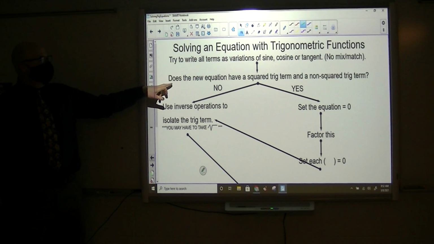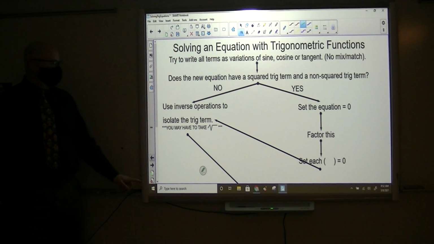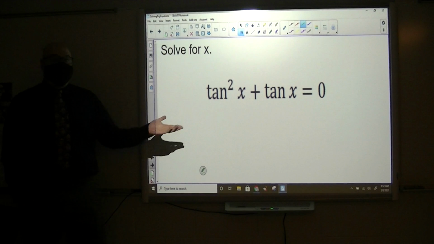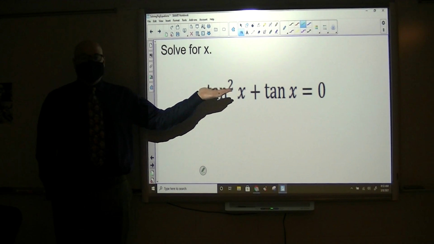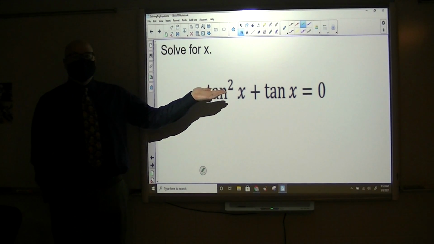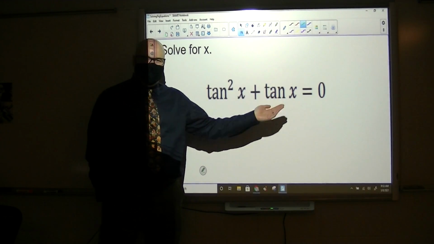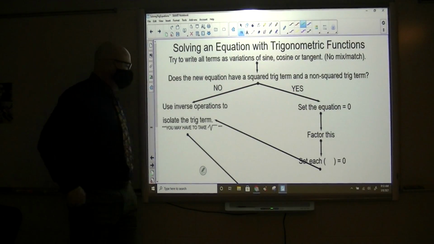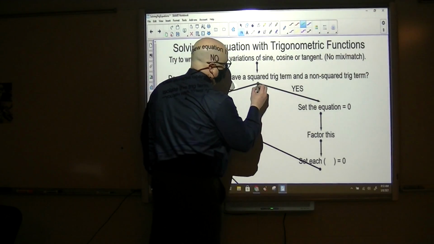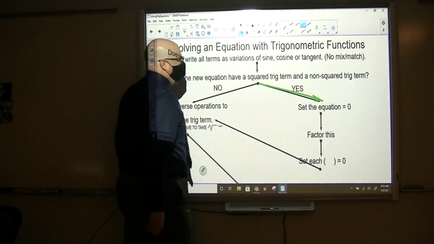Does this new equation have a squared trig term and a non-squared trig term? It's taken us this long, but yes, a squared trig term and a non-squared trig term. So we get to go down this path. I chose the path less traveled.